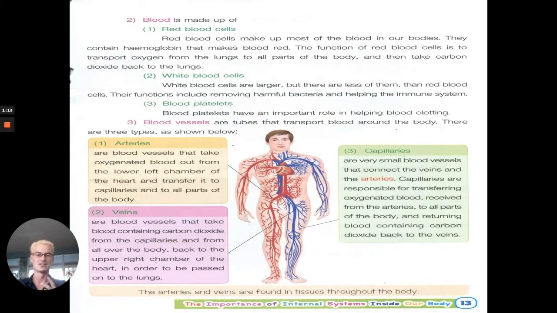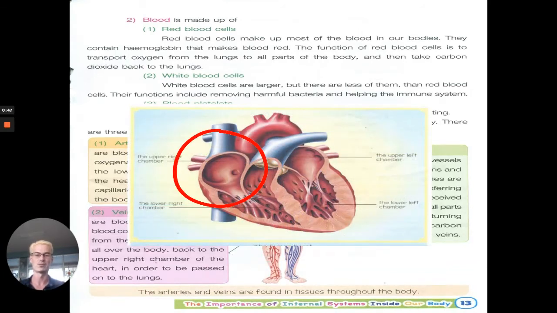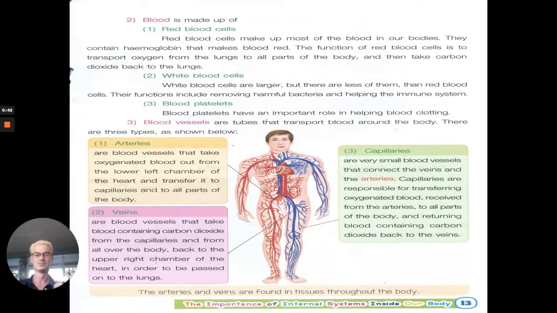Second type is veins. Veins are blood vessels that take blood containing carbon dioxide from the capillaries and from all over the body. They take blood which is rich with carbon dioxide and transfer it to the upper right chamber of the heart, and in order to be passed on to the lungs. I hope you remember this process.